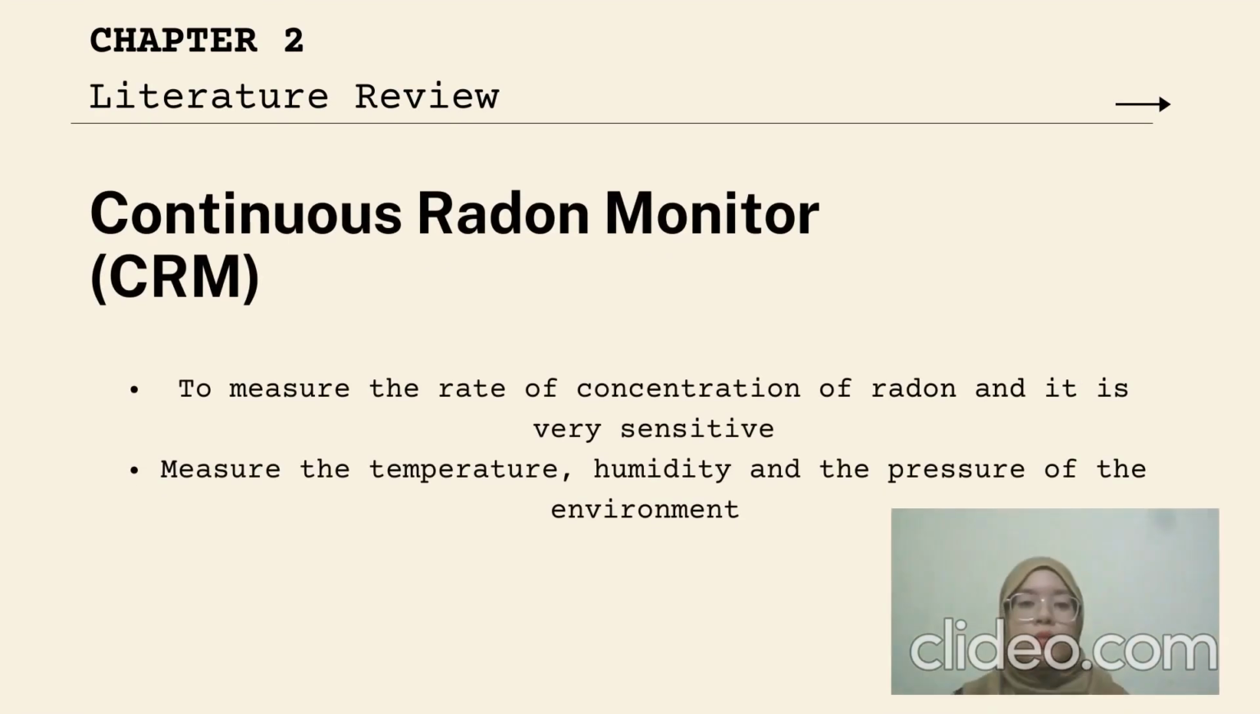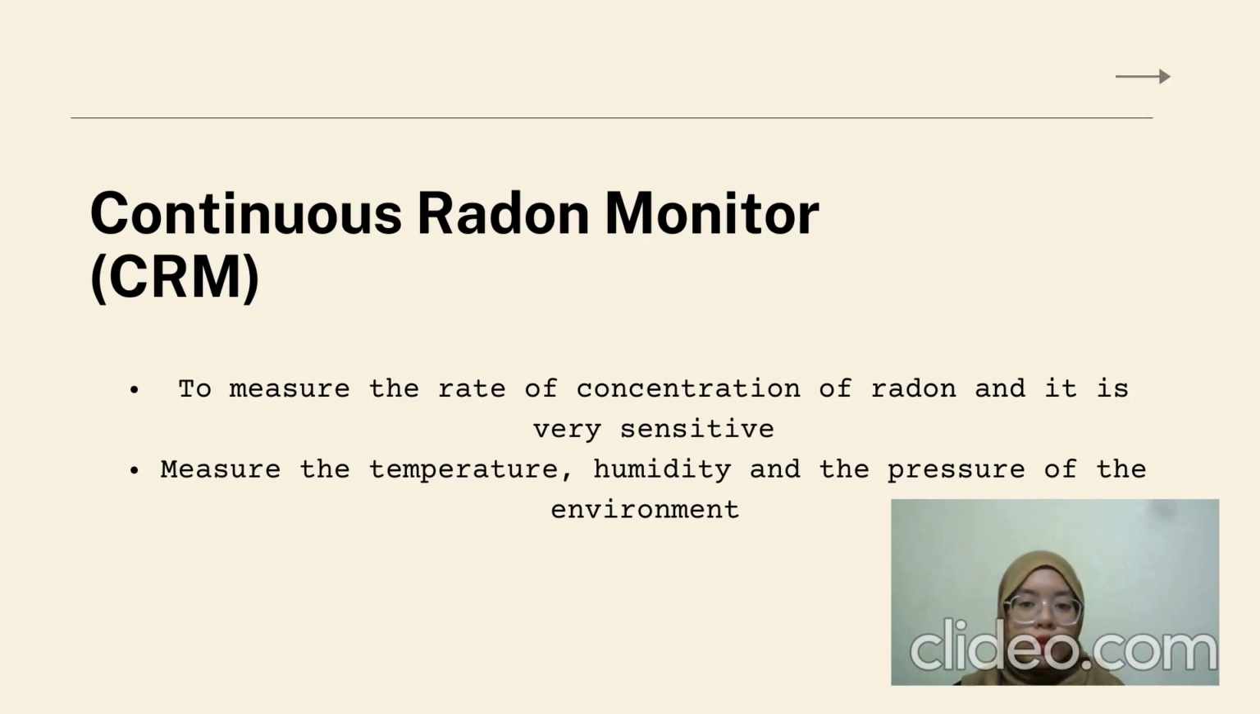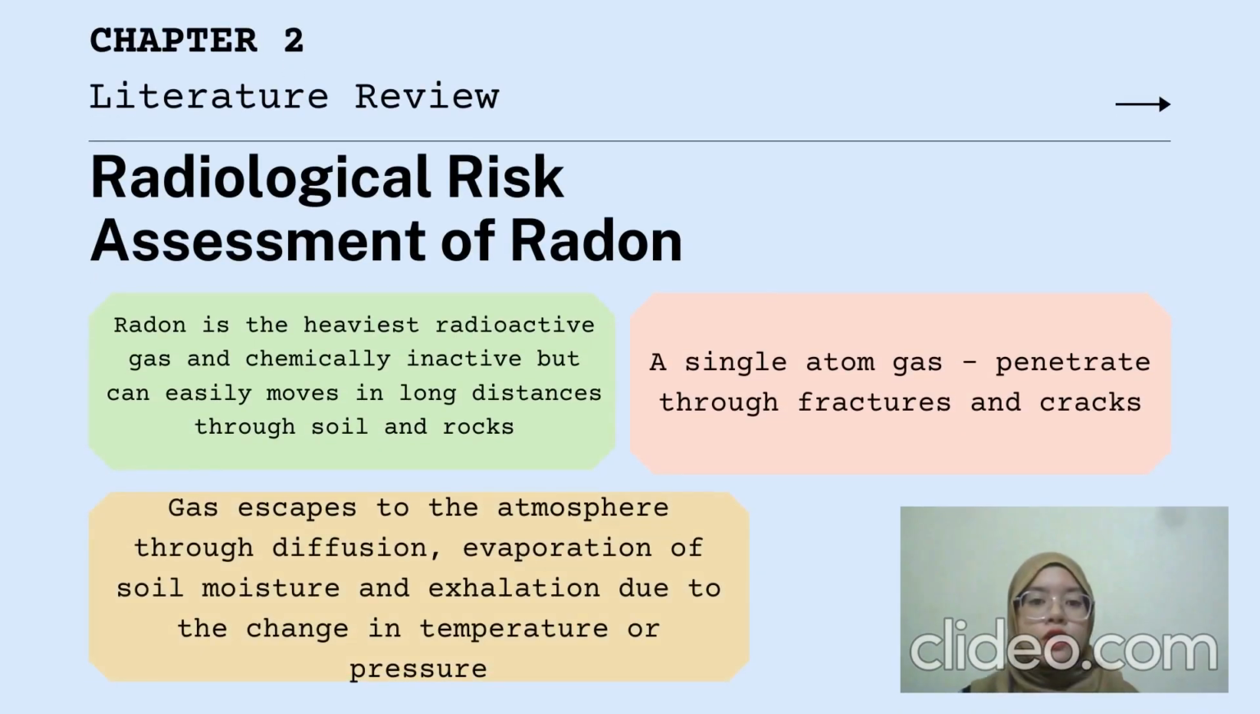Next is Continuous Radon Monitor (CRM). It is a device designed to measure the concentration rate of radon, and it is very sensitive. It is useful to measure indoor radon, where it can measure the temperature, the humidity, and the pressure of the environment as well. Next is Radiological Risk Assessment of Radon.